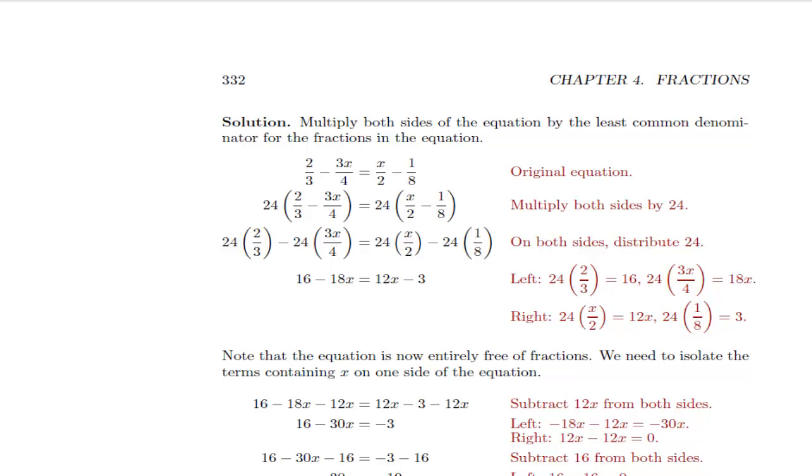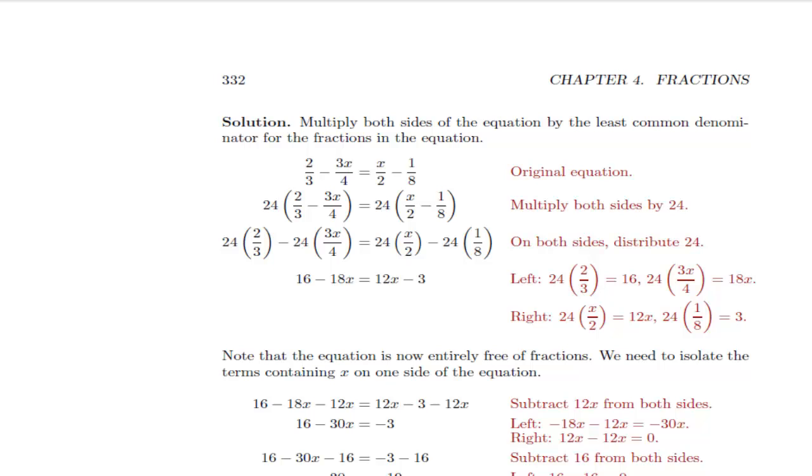On the left we have 24 times (2/3 minus 3x/4). Distributing the 24, we get 24 times 2/3 minus 24 times 3x/4. And 24 times 2/3 is 16, and 24 times 3x/4 is 18x. So on the left we have 16 minus 18x, and on the right we have 24 times the difference of x/2 and 1/8. We'll distribute the 24 to get 24 times x/2 minus 24 times 1/8. 24 times x/2 is 12x, and 24 times 1/8 is 3, so on the right we have 12x minus 3. Note that the equation 16 minus 18x equals 12x minus 3 is free of fractions.